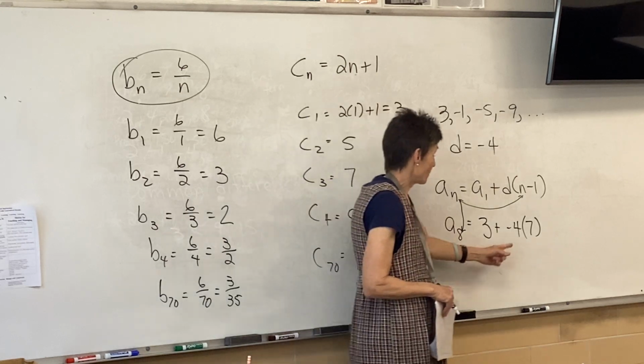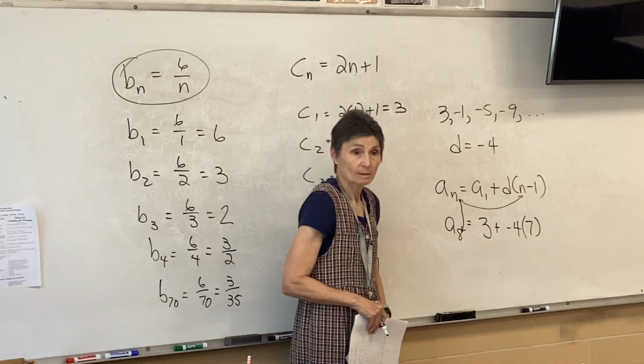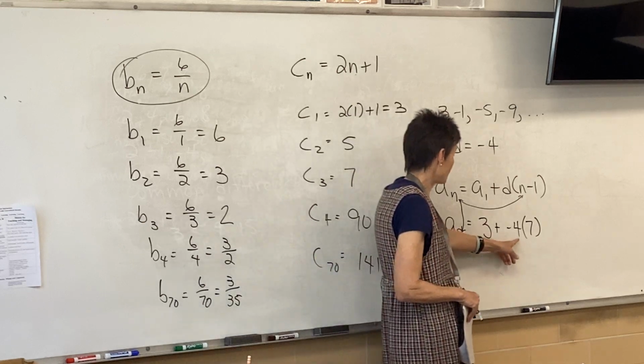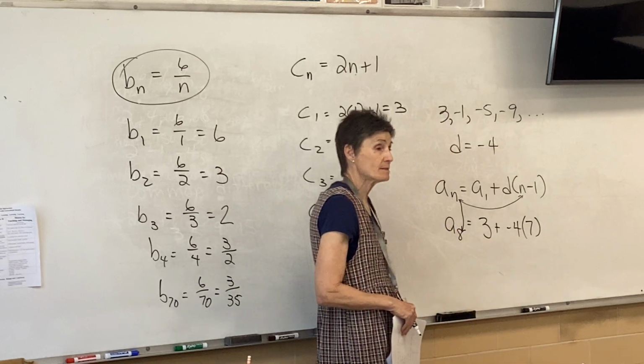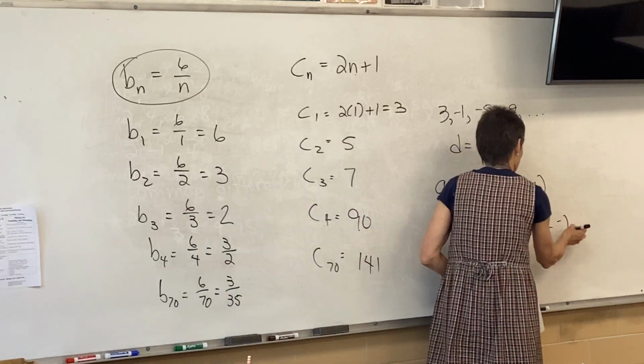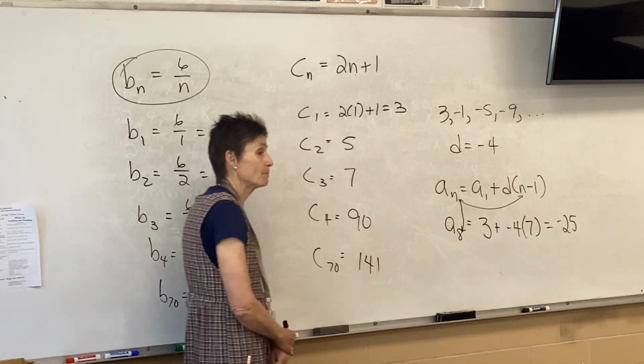All right, so -4 times 7 is -28, and -28 plus 3 is -25. So the answer to the problem is, the answer to that problem is -25.